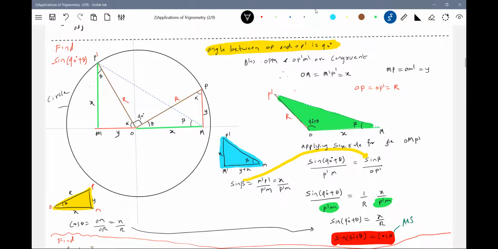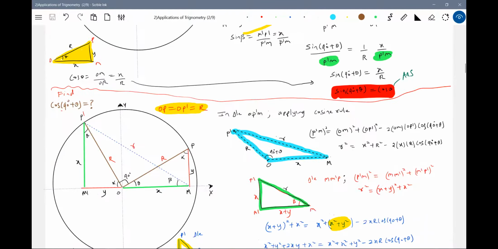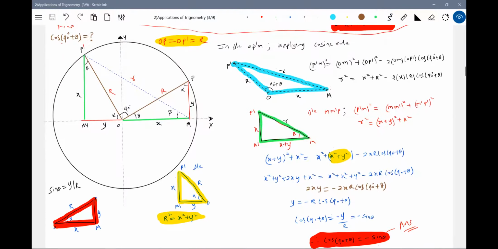Are you getting it now? Everything comes through coordinate geometry. We are not supposed to say it directly as memorization. There is something meaningful behind everything. So sine of 90 plus theta is cos theta. Similarly, we'll try for cos of 90 plus theta.